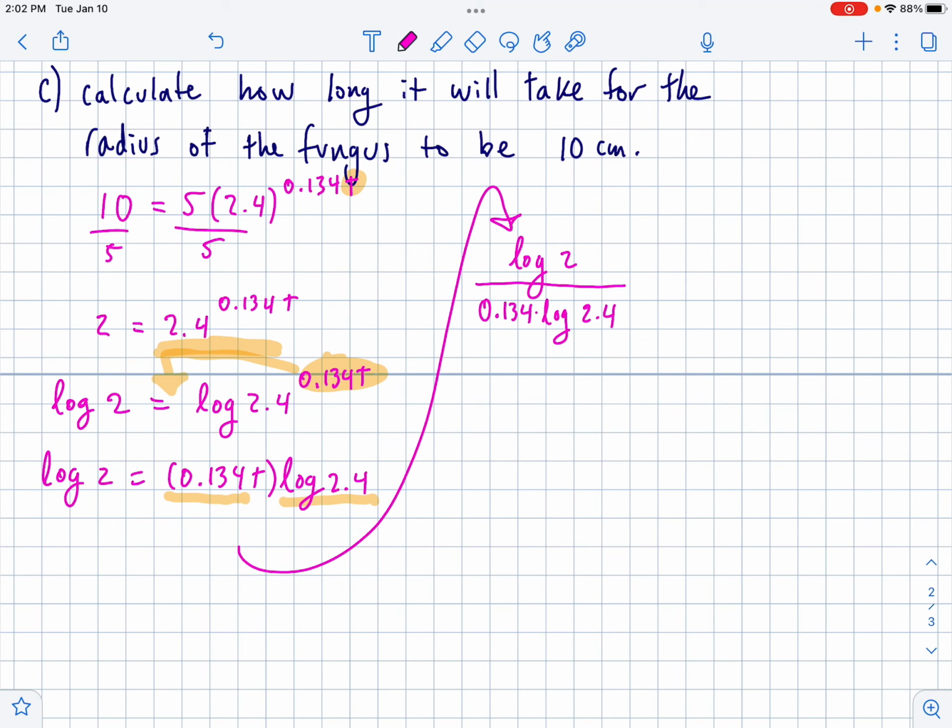Now that we've got it all sorted down to just the t, we got the t by itself, you can reach for a calculator and crunch this out, and you'll get 5.90 is about t. So it's about 5.9 days.